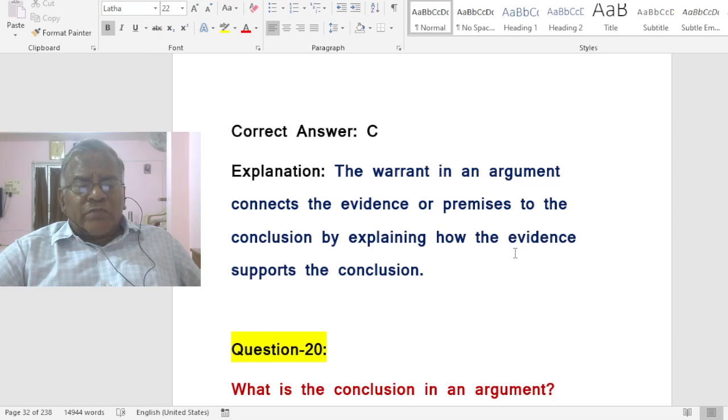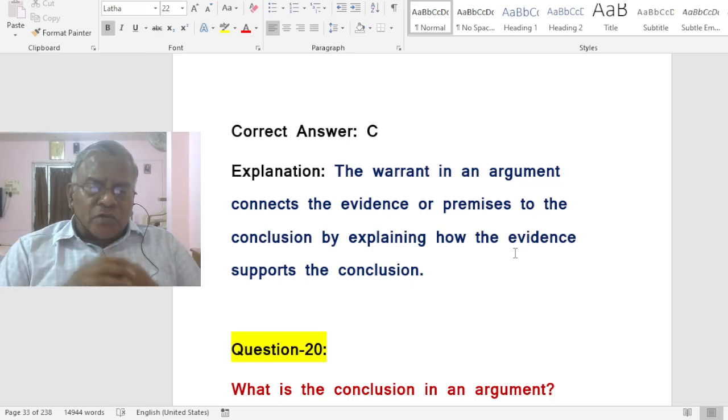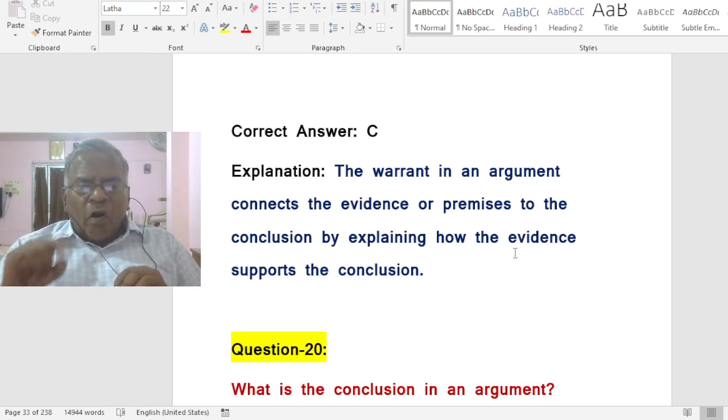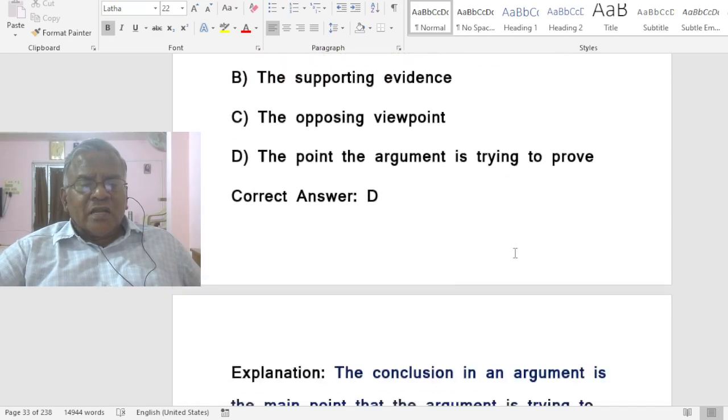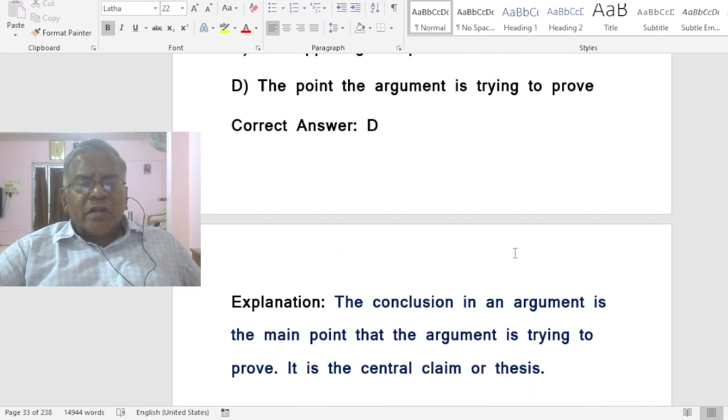The warrant in an argument connects the evidence or premises to the conclusion by explaining how the evidence supports the conclusion. All men are mortal, Aristotle is a man. So, you see the evidences support the conclusion Aristotle is mortal. Now, what is the conclusion in an argument? I have already said that. That is, the conclusion in an argument is the point the argument is trying to prove.